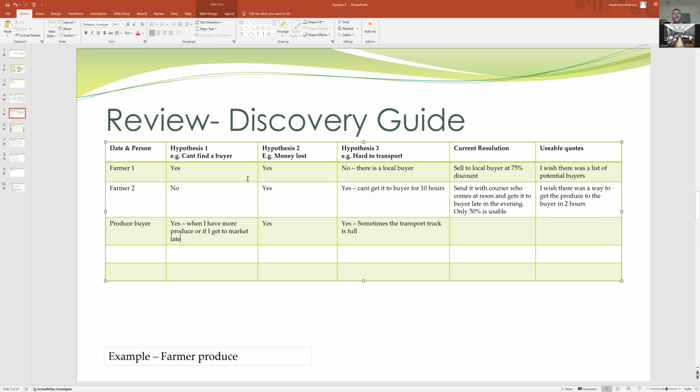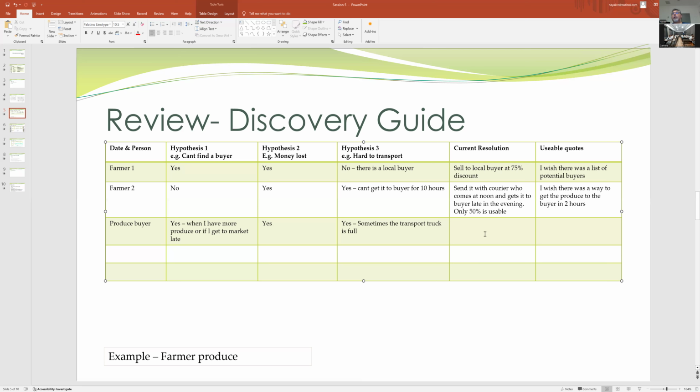So his problem here is he can't find a buyer. He's losing money and he has a hard time transporting. So this is the second person in the chain. Now, if your solution is aimed initially at the farmer, you might decide, no, I can give my app not to the farmer, but to this produce buyer, which will then automatically help the farmer because he's going to take 100% of his produce going forward. But you have to see who has the biggest pain and where you'll address it.